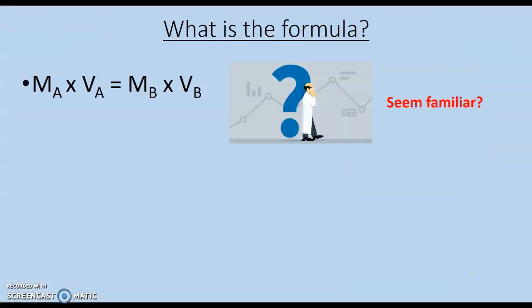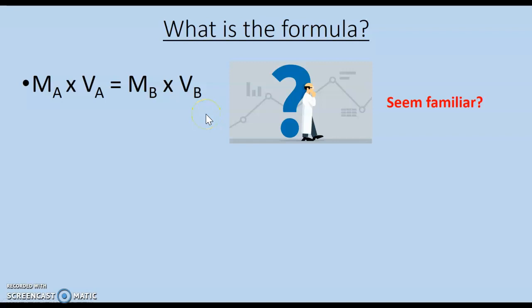Okay, so if we were going to be doing the titration, this is the formula we would use. MA times VA is equal to MB times VB. Does that seem familiar to you? It should, because it looks like the dilution formula, which is M1V1 equals M2V2. So in this case, M still represents molarity, V still represents volume, A represents acid, B represents base. So the molarity of the acid times volume of the acid equals molarity of the base times volume of the base.